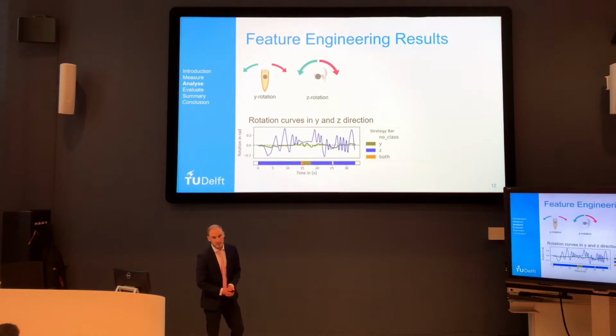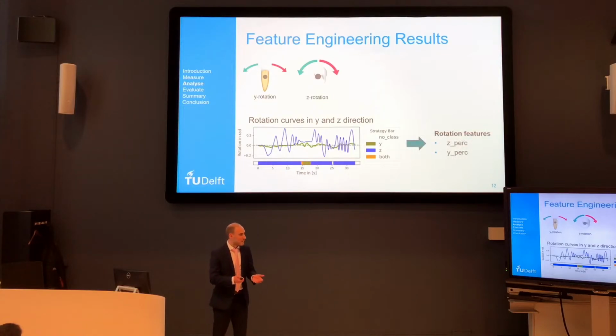I defined a strategy bar, and the strategy bar indicates what the current rotation, the coupled Y and Z rotation, is at every instance in time. For the first 15 seconds, the strategy bar is annotated with a blue color, indicating that the strategy in the first 15 seconds is in the Z direction. Then from 15 seconds onwards, you see a small green bar appearing, indicating that the strategy in that part is towards the Y direction. And the last part is Z direction. So we can make a feature, a numerical representation of this strategy.